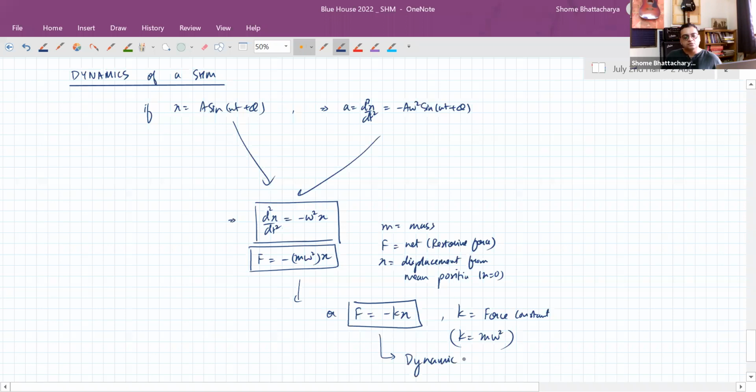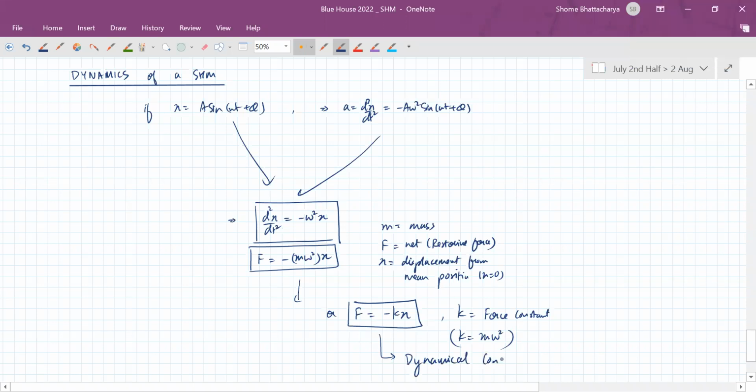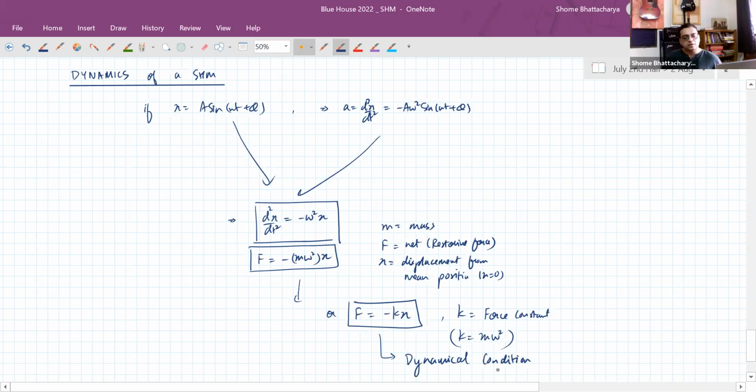This is the dynamical condition for SHM. This is what we require in terms of force. Yes, k is equal to m omega square. So the dynamical condition is that the net force acting on the particle or the body must be equal to the negative of some constant into the displacement, minus kx. Then that constant k will become m into omega square, where omega is the angular frequency of the harmonic motion and m is the inertia or the mass of the body.